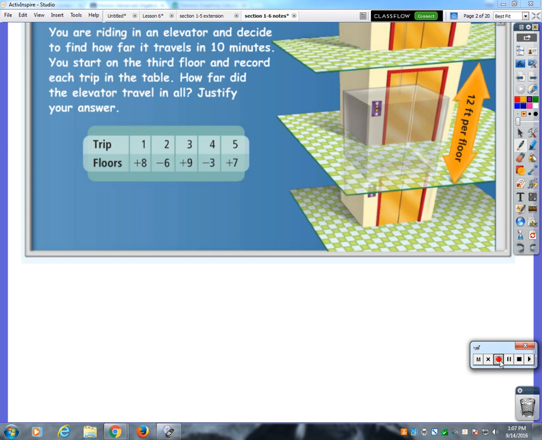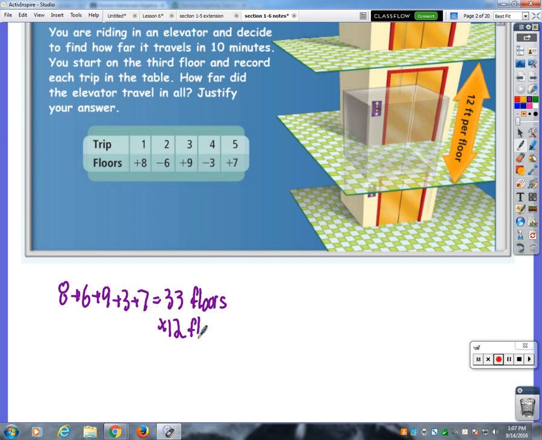Okay, I apologize for interrupting. Continue. 8 plus 6 plus 9 plus 3 plus 7 equals 33, and then you multiply that by 12 because it's 12 feet per floor, and then you get 396. Okay, yes, that's absolutely correct. So they end up traveling a total of 396 feet.